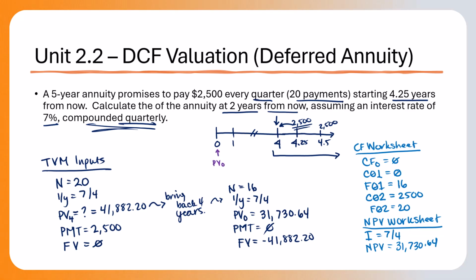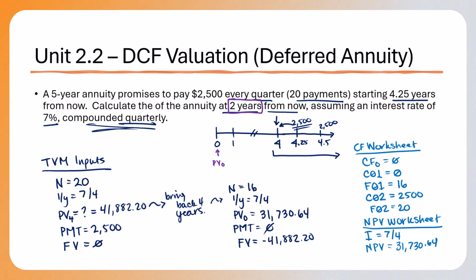Okay, there's one final step that we need to do for this problem. We originally found the value of this annuity, this deferred annuity, at time 0 today. But that's not what the question was specifically asking for. It was asking for what is the value of this annuity 2 years from now, which would be 8 quarters away. We have several options.